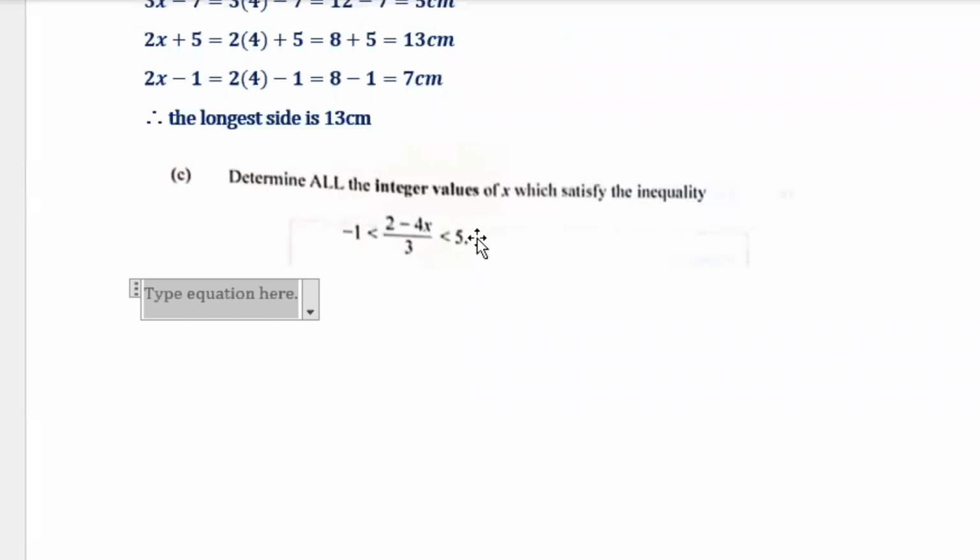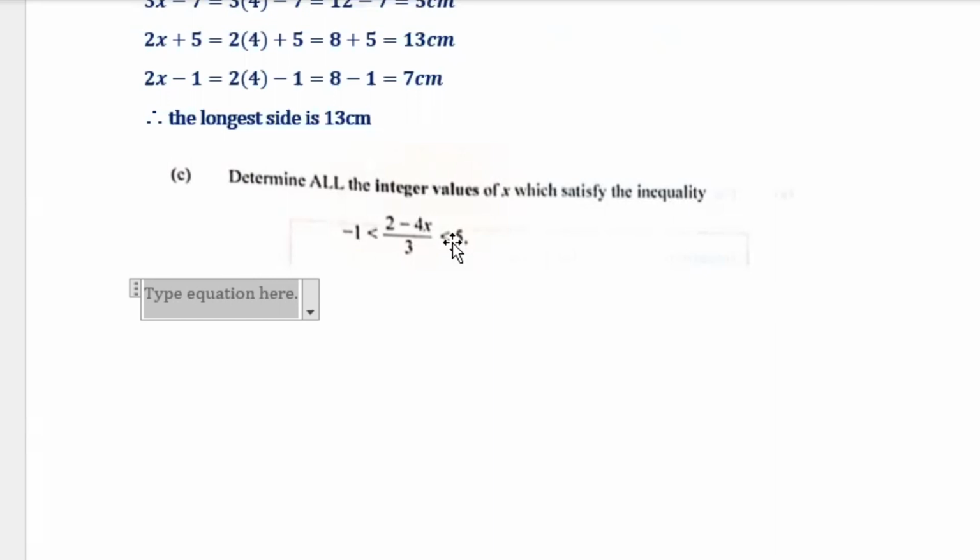So whatever you're doing to the left side, you're doing to the right side, with the middle term in the end being the x value. So we're solving for x and making x be in the middle with a number on the left and a number on the right. So we're removing everything from the middle. We're starting with the 3, which is dividing here, so we will multiply each side by 3. We're going to multiply this by 3, multiply this by 3.